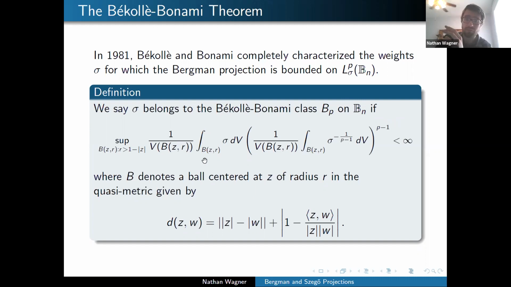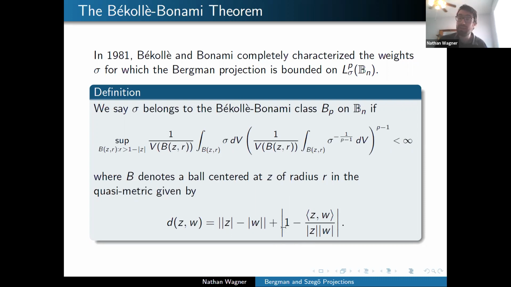And so again, this is defined in terms of a space of homogeneous type, these balls. So the balls are given in this following quasi-metric, d(z, w), which is defined here. This first piece is the radial distance from z to w, and the second piece is the angular distance between the two points. So you could prove then that the Bergman projection is a Calderón-Zygmund operator with this quasi-metric.